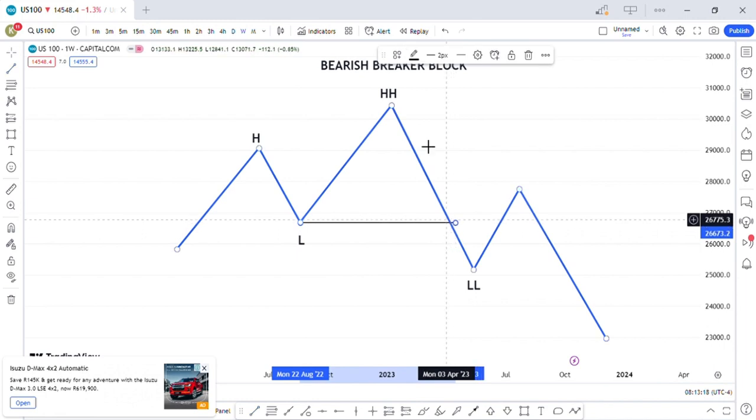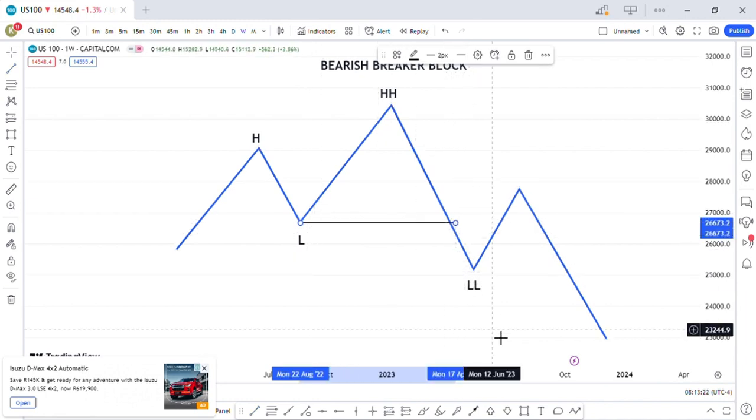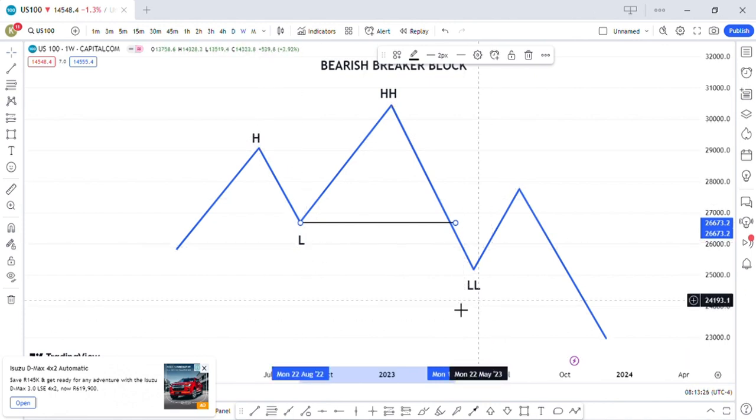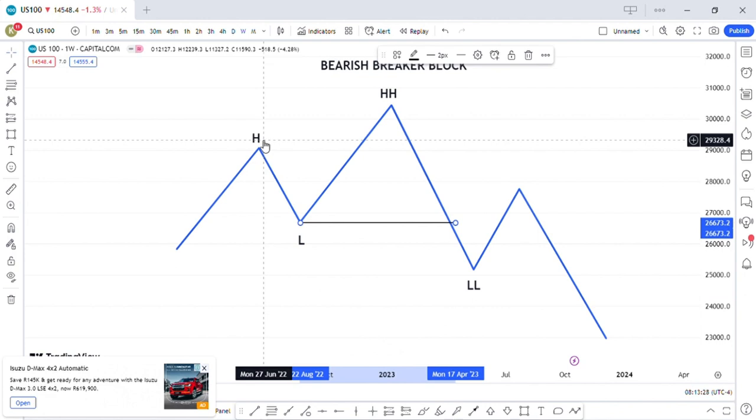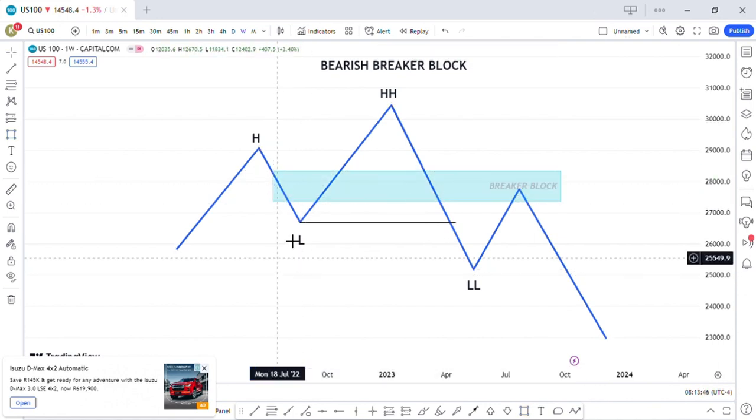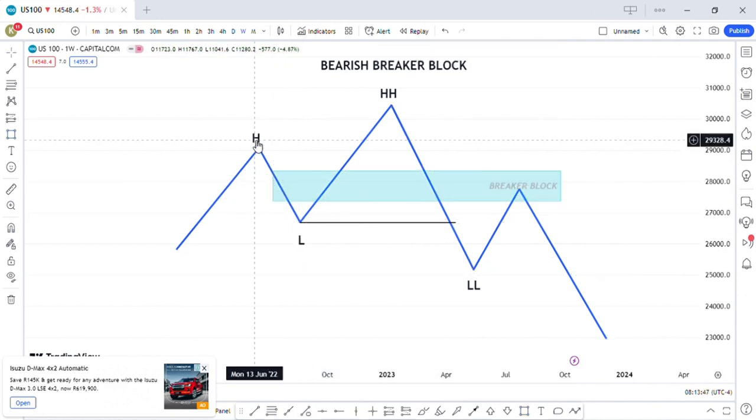with this displacement happening below this low and creating a lower low, we expect to have a breaker block in between the high and the low. A breaker block will form in between the leg of the high and the low. So in essence, our breaker block should be found here, between the high and the low.